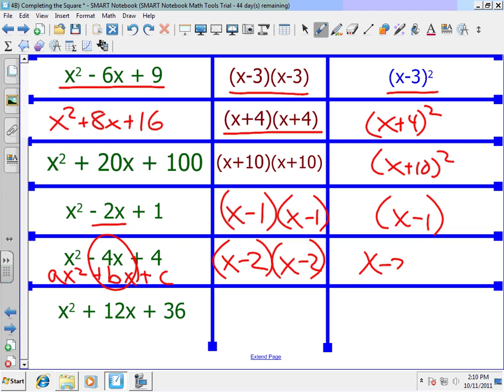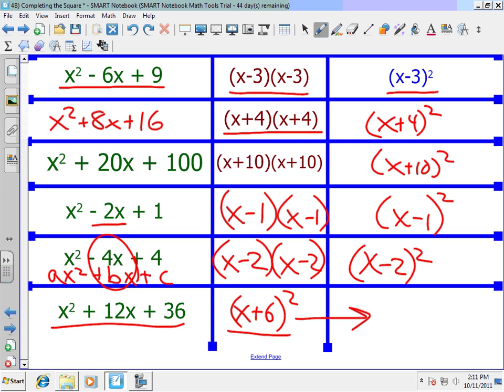So we just simply say x minus 2 quantity squared. Let's not forget that there. And the last one, cut in half, square it. 6 squared is 36, so it checks out. And again, we don't have to write that middle step anymore. We want to be able to go from a perfect trinomial to a perfect square right away. So again, just work on recognizing this pattern, and we're going to use this on these next steps.